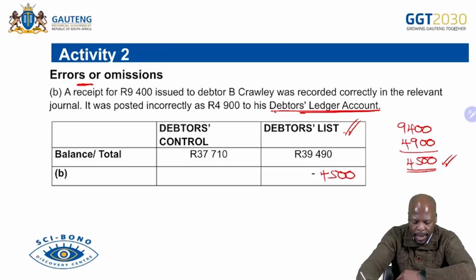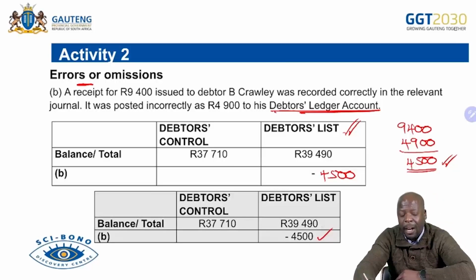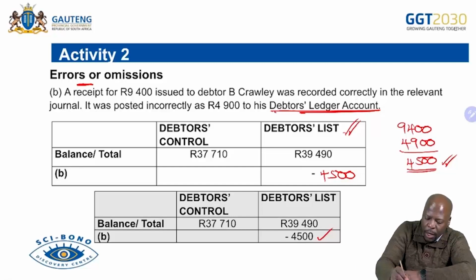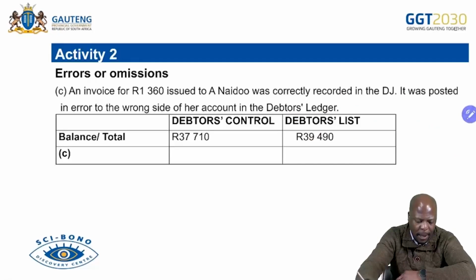Okay. Let's see what it appears. There it is, beautifully done. Minus 4,500. Why only in the list? Because it was recorded correctly in the relevant journal. Let's see what adjustment C has to say.